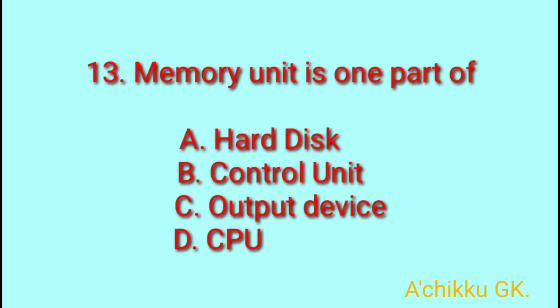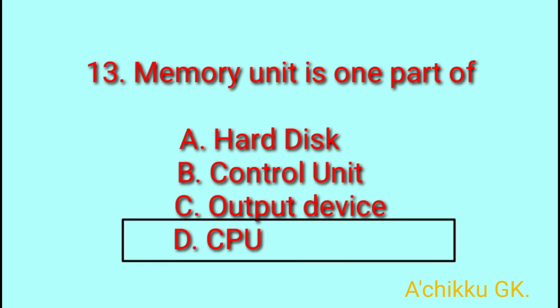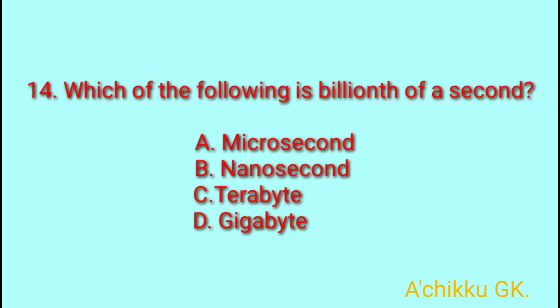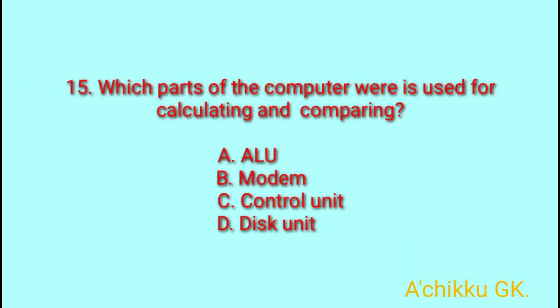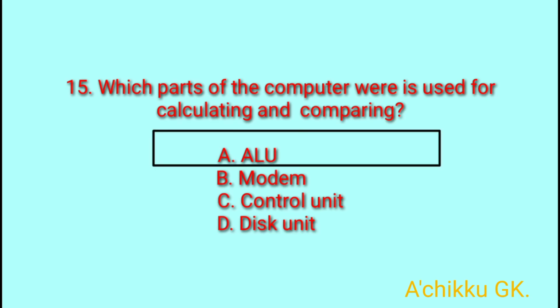Memory unit is one part of? Right answer D. CPU. Which of the following is billionth of a second? Right answer B. Nanosecond. Which part of the computer is used for calculating and comparing? Correct answer A. ALU.